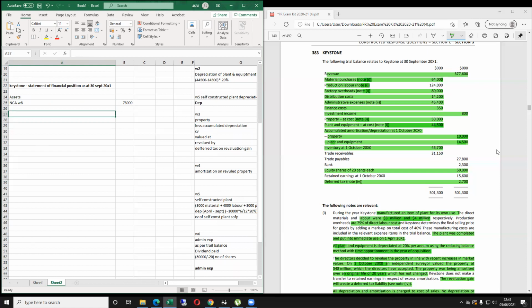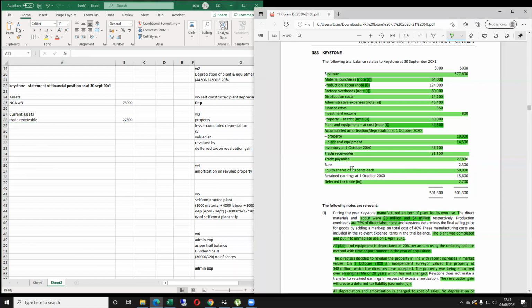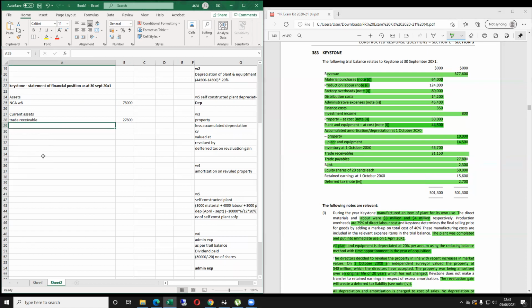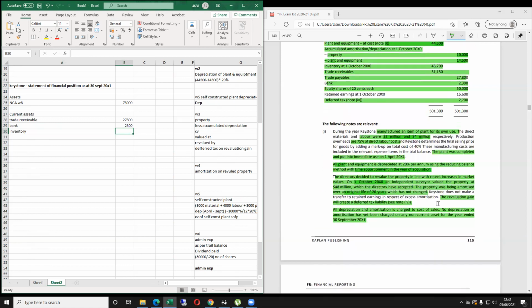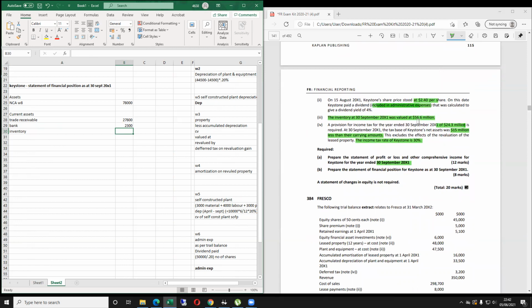This is done. Next one is, let's see, next trade receivable, just easy marks. Non-current is done, now current assets. In current assets is trade receivable. How much is it? 27,800. This bit is done, so I can highlight this. Bank, easy marks. And inventory. Inventory, remember opening, closing, and we need to take closing inventory here. You see this 56,600 is closing inventory. So closing inventory is our current assets.